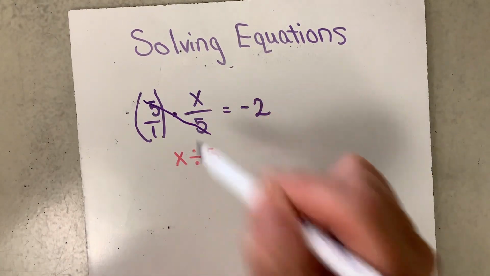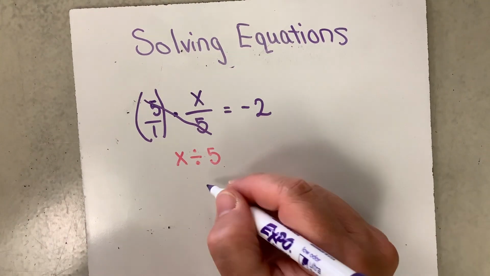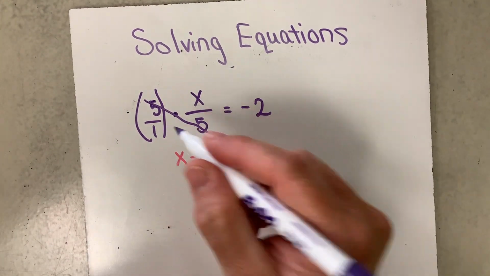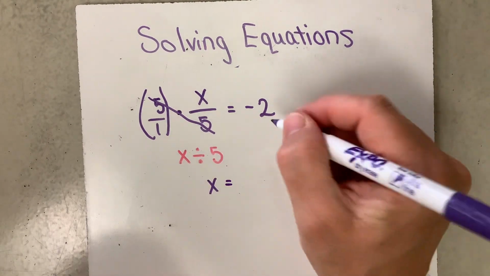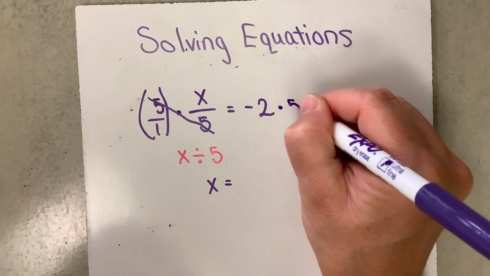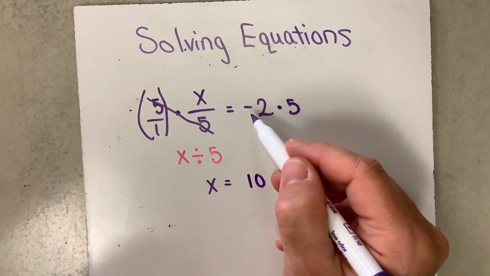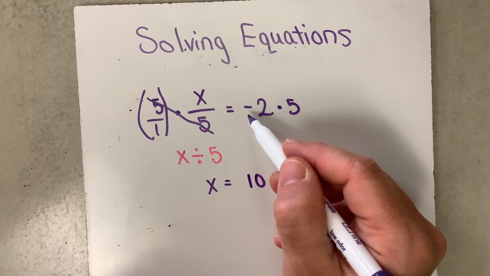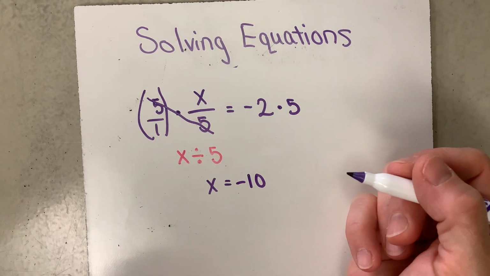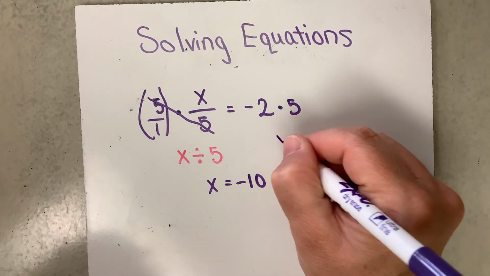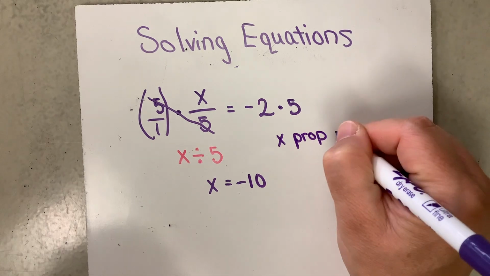But see how those 5s are now canceling out? 5 divided by 5 is 1. So we're left with just x. x over 1, but that's really just x. Whatever you do to one side, you have to do to the other side. So negative 2 times 5 is negative 10. Anytime you multiply or divide by a negative, it's going to pull you back down to the negative. Okay? This is known as the multiplication property of equality.